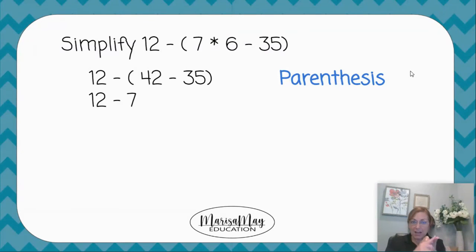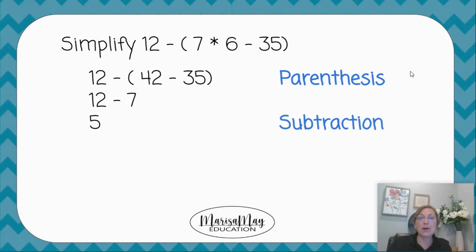Now we come out of the parentheses and we look for exponents. We don't have any, so we get to skip that step. Then we do multiply or divide. I don't have any either. So I get to go all the way down to subtraction because that's the only operation that I have left. And so I can subtract here. 12 minus 7 does give me 5. And that's how we simplify this expression using the order of operations.